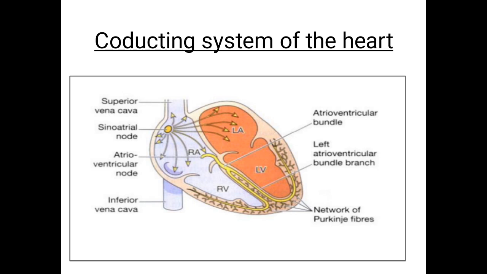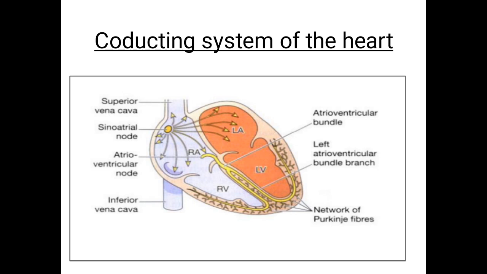When impulses flow from the SA node, they sweep over both the right and left atrium, causing a contraction of the atria. Upon reaching the AV node, the node will be stimulated, but it will just hold the impulses before they go down to the ventricles.